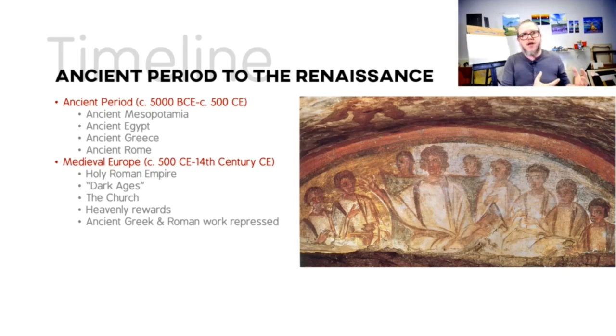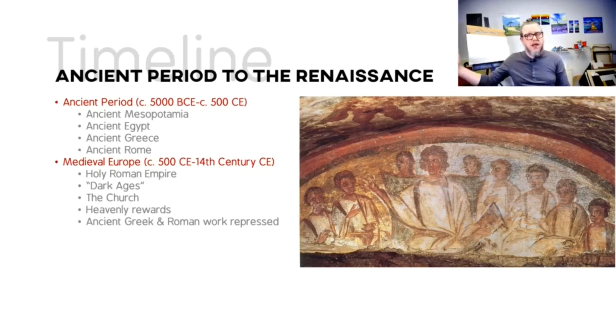Also during this time, and again, this is in a lot of ways because of the prevalence of the church, a lot of the ancient Greek and Roman philosophy, literature, art, and science was actively repressed by the church, particularly in Western Europe. Now, there were some people who continued to copy those things down and keep them hidden on the down low, which is why we have some of that that has survived.